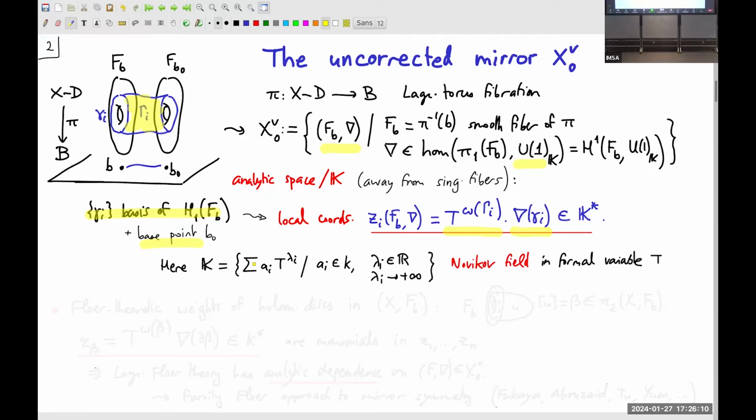What's my field? Time to say it. It's a Novikov field in one formal variable T. So it's power series whose coefficients are really in pretty much any field you want. I like to think of complex numbers because I'm not at ease with others. But I don't think it matters too much what this little k is. But the exponents of the power series are real numbers. And the requirement is that the exponents go to infinity, so there's only finitely many terms below any given value of lambda. Okay. So this has a valuation.